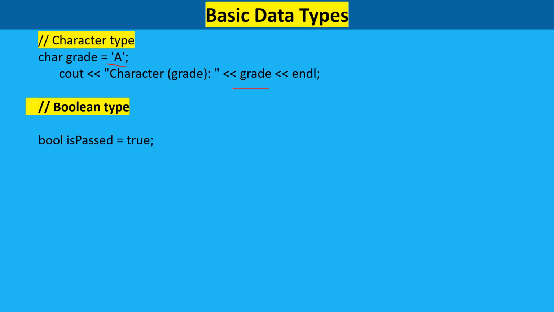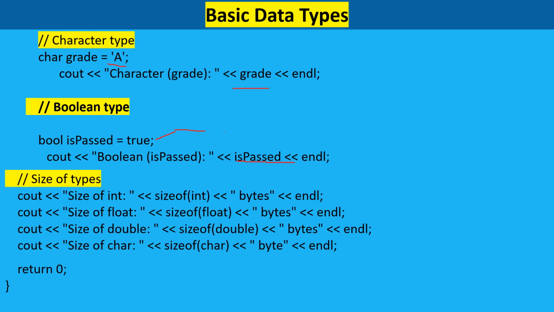Boolean types: declare a Boolean variable isPassed with the value true. Boolean can hold only true or false values. The sizeof operator is used to find the size in bytes of any data type or variable. Printing the Boolean isPassed gives the value 1 for true and 0 for false. Then the sizes of the different types: integer, float, double, character, and we have already discussed this in our previous slides.